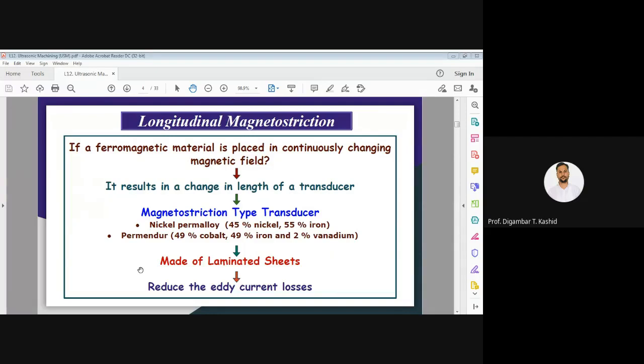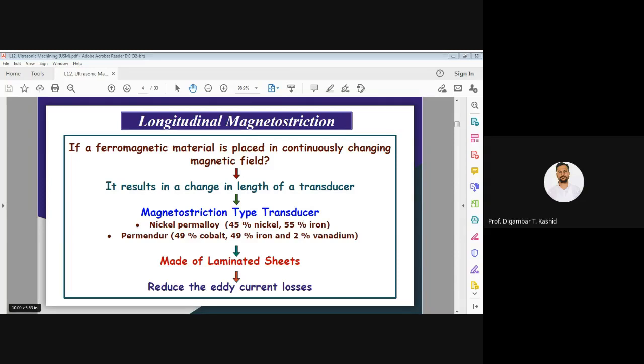Again, what happens if a ferromagnetic material is placed in a continuously changing magnetic field? It results in a change in length of your transducer. So this magnetostrictive type transducer is used for your ultrasonic machining process. The magnetostrictive transducer is used for your ultrasonic machining.